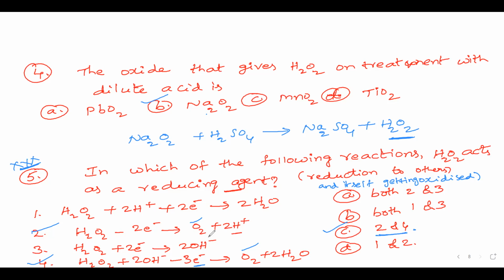Next question, question number 6. So like these, questions based on hydrogen peroxide will come: how it is acting as a reducing agent, how it is acting as an oxidizing agent. So simply you can see even the oxidation state of oxygen in both the cases. Next question.